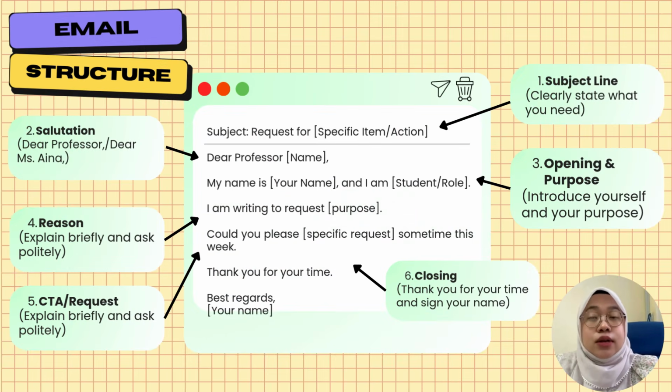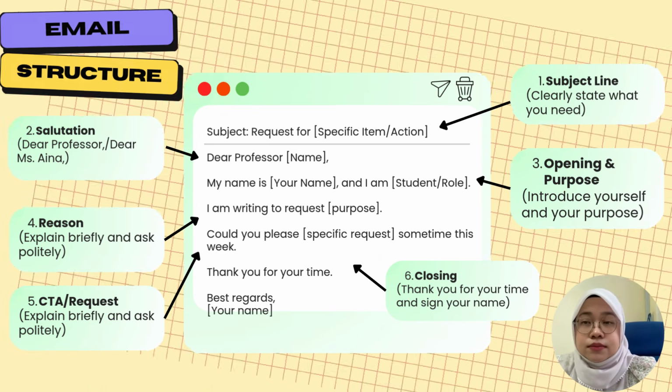To keep your request emails clear and easy to read, you may follow the standard 6-part structure shown here. The first one, you must have a clear subject line, a formal salutation, you must have opening and purpose, you must have reason, you must have your explicit call to action or request, and a polite closing.